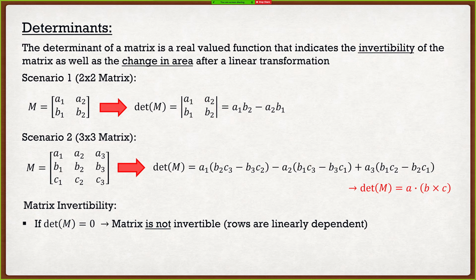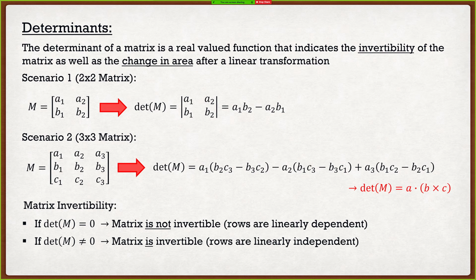If the determinant of a matrix M is equal to 0, the matrix is not invertible, which means that the rows are linearly dependent. Now, if the determinant does not equal 0, the matrix is invertible. So it's actually nice and simple. If it's equal to 0, not invertible. If it's not equal to 0, it is invertible. All right, nice and easy for these.